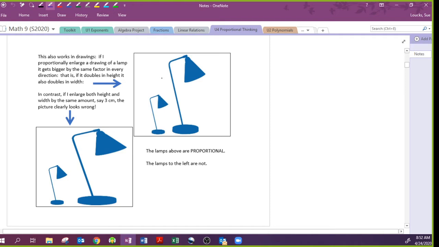In contrast, if I go down to the bottom, this one down here, what I did is I made it 3 centimeters taller and 3 centimeters wider. It's skewed. It doesn't look right. They don't look like the same lamp anymore. They're not proportional. Okay. So we're going to be doing a lot of work on proportions now.